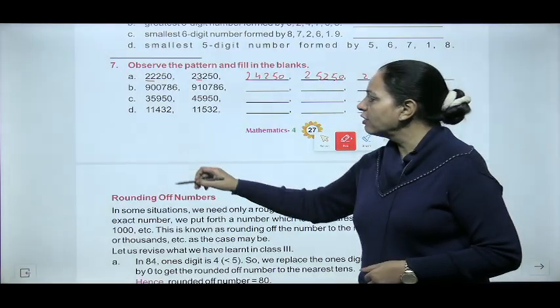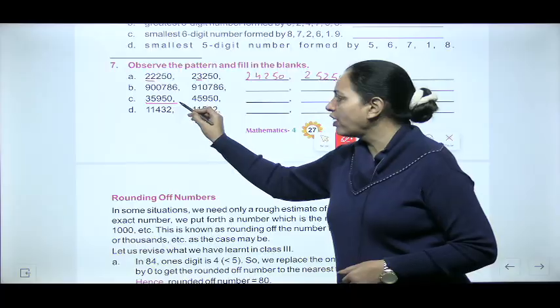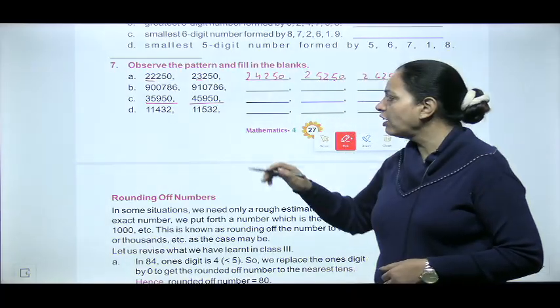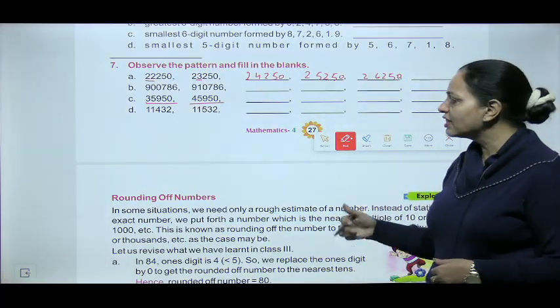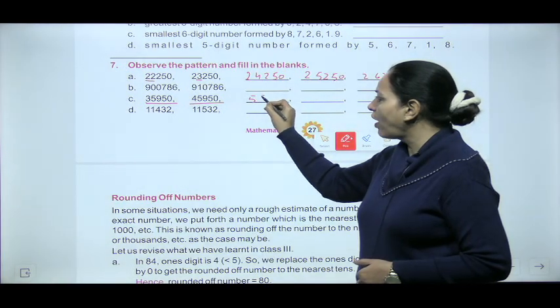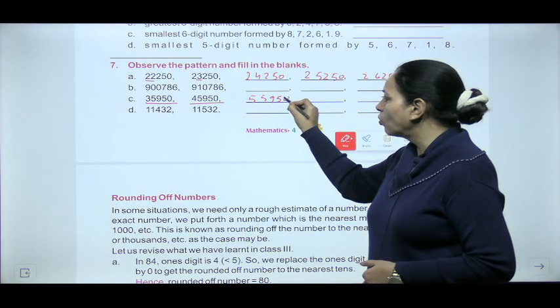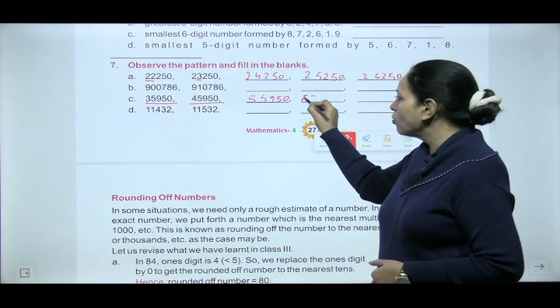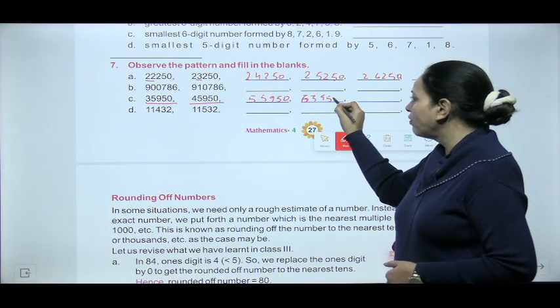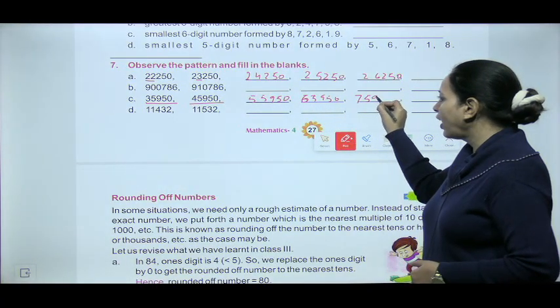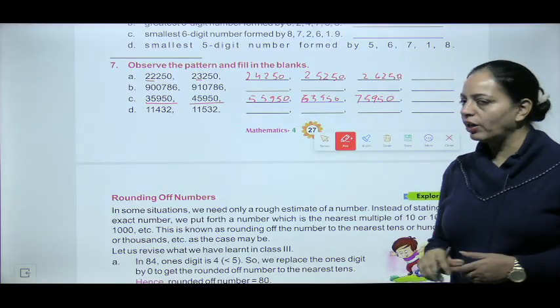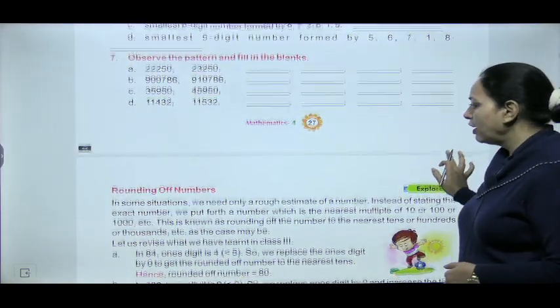Like C part here, this is 35950, 45950. The 10,000 digit is changing. So this is 55950. So skip by 10,000, 65950, 75950, like this. Okay. Similarly, you can try the remaining parts.